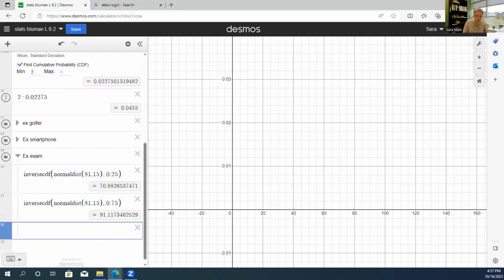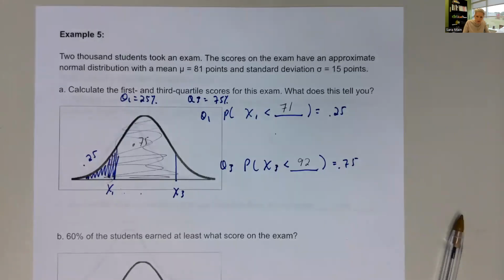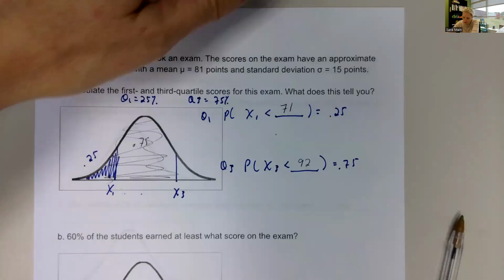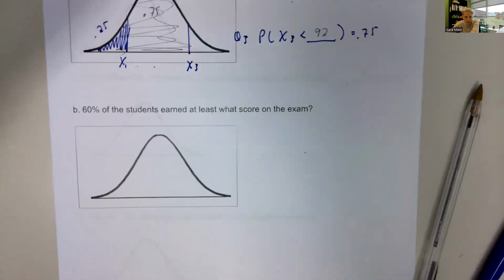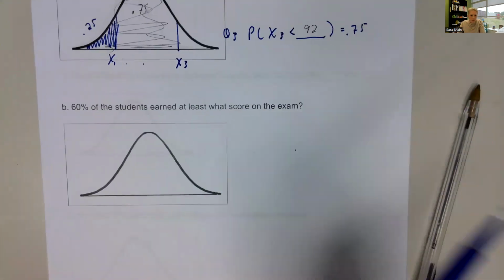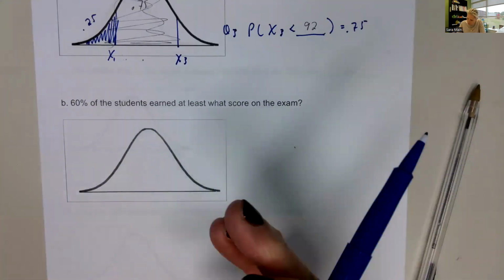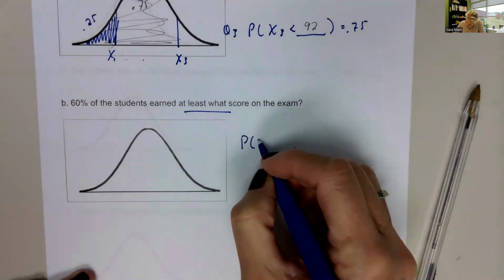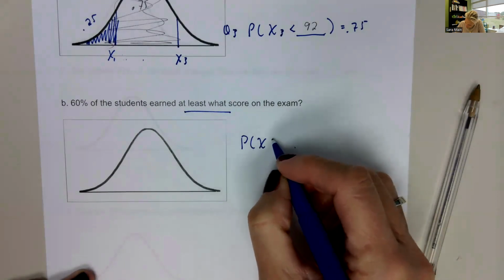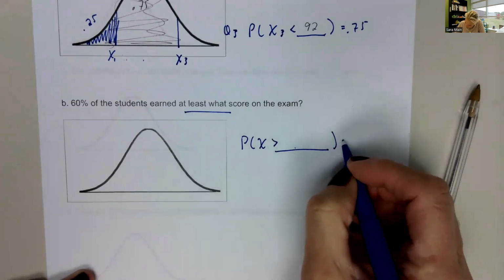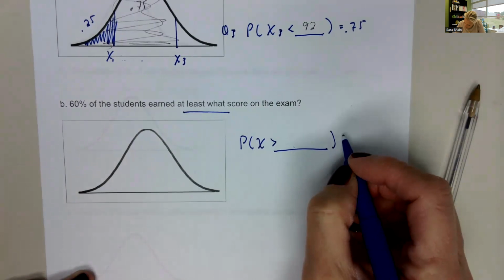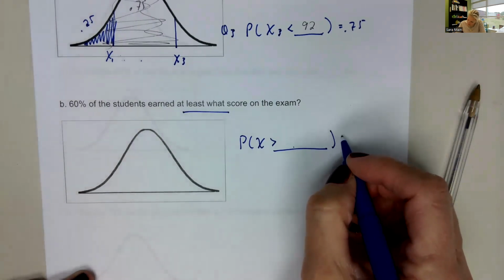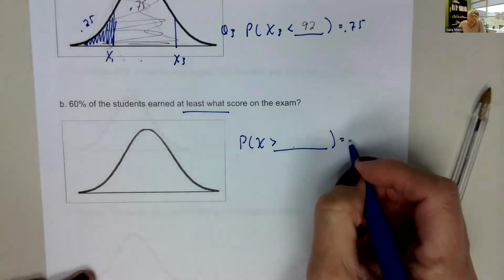Okay, let's go to the paper and look at the last part of this problem. It says 60% of the students earned at least what score on the exam. 60% earned at least what score? At least tells us bigger than. So we want to know what score on the exam at least 60% of the students scored.